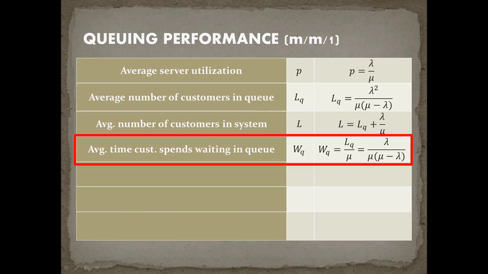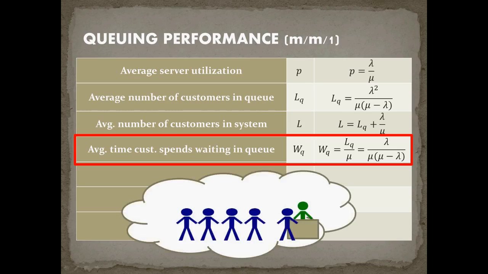I also might want to know the average time a customer spends waiting in line. This is designated WQ, and this is from when a customer first arrives all the way until they step up to receive service.